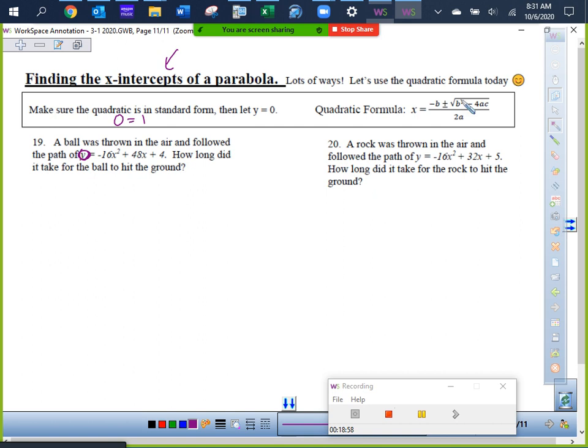So let's do this. I have had way more success if students identify a, b, and c. Let's identify a, b, and c off to the side. a equals, b equals, c equals. Who's a? Negative 16. Who's b? 48. And c is 4.